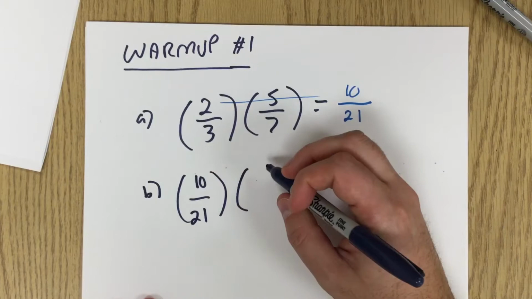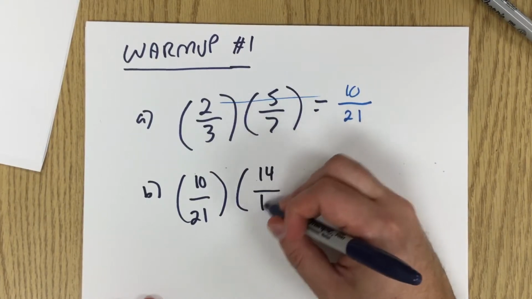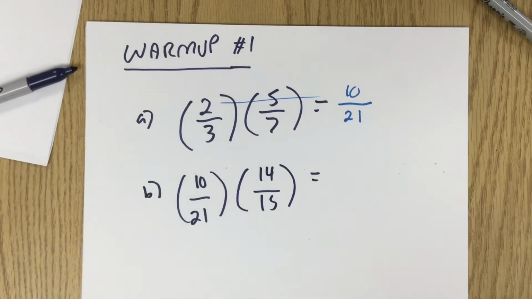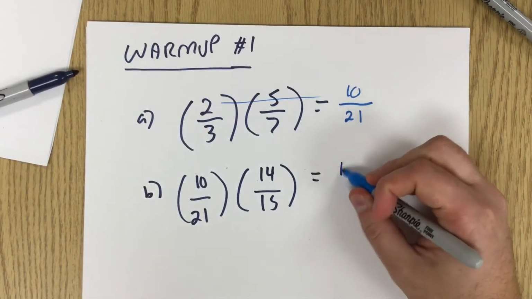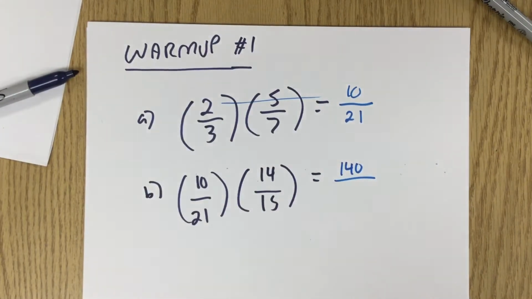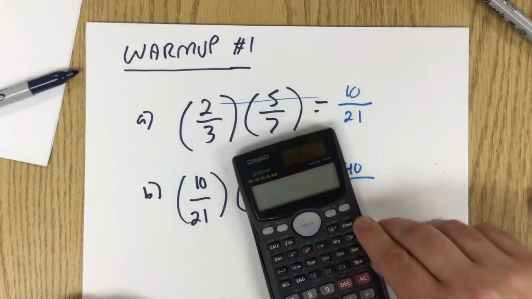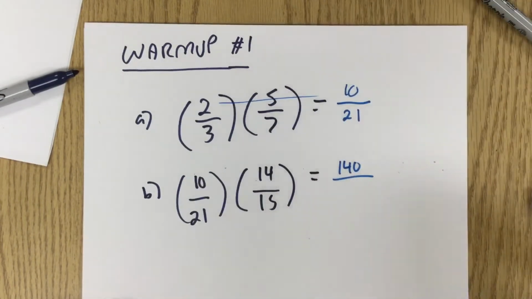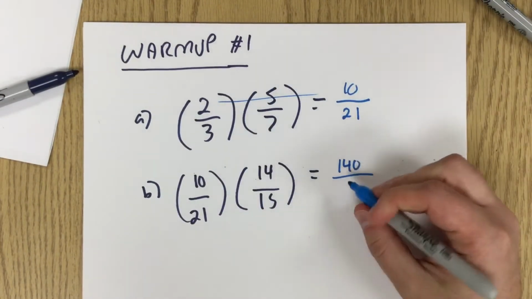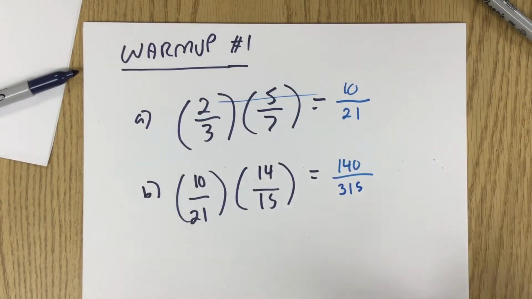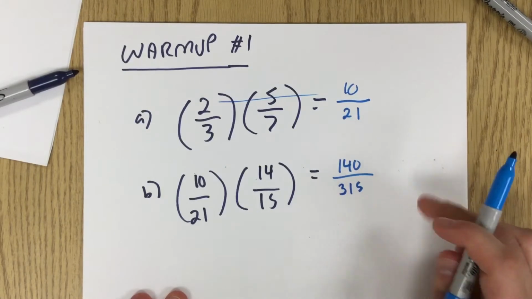10 over 21 times 14 over 15. Same thing over here. So 10 times 14 is 140. 21 times 15, I don't actually know. I could have probably figured it out. 315. But we're not done there. What we have to do at this point is we need to reduce this fraction.